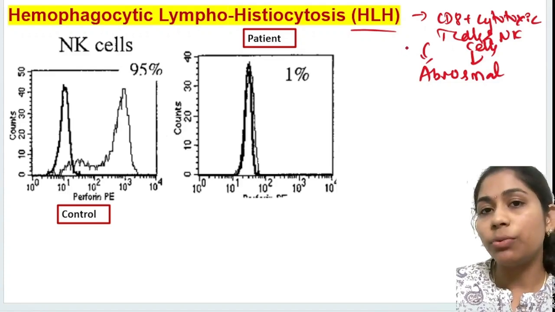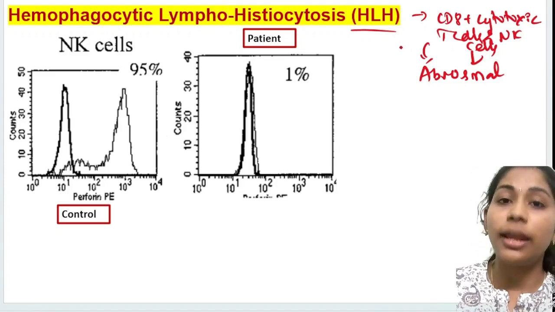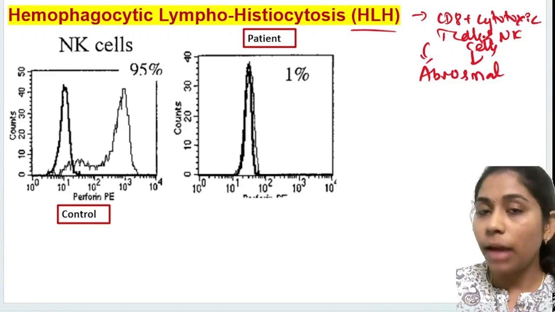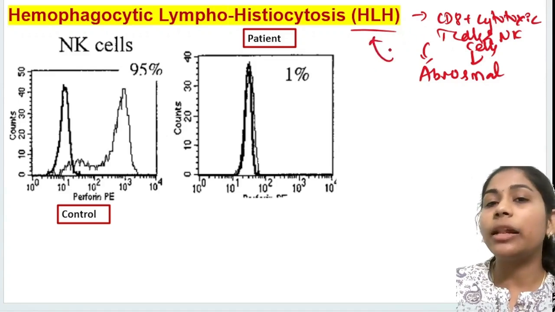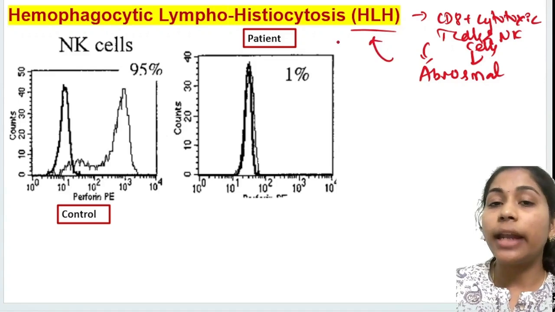If an army doesn't work, what will happen? The invaders will come and they will damage our country. The same thing happens in HLH. The army is not normal. They are abnormal, so they are not doing their function. So the infections will come and damage all our tissues. That will cause activation of all the cytokines, and all that results in HLH.